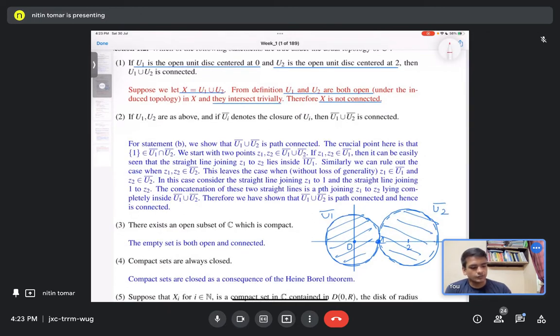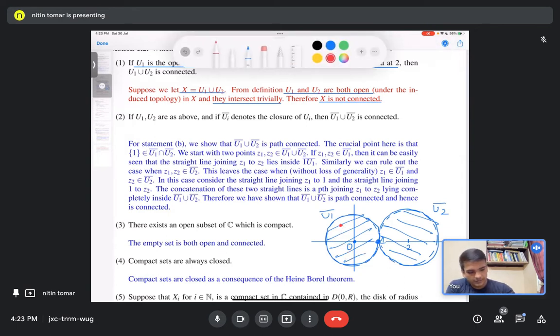How do you show that? You take 2 points. So either these 2 points can be in u1 closure. If they are already in u1 closure, you can always join them by a path. Let me make the diagram more clearly.